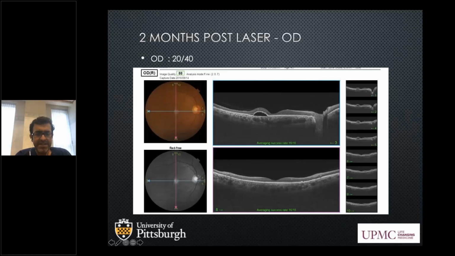Okay, so after the laser, this patient comes back after 2 months, and you can see his visual acuity has improved to 20/40, and the fluid has significantly reduced in the right eye, and the PED has slightly increased, but this fluctuation is something which we notice in CSR patients, and then we decided to observe this case.